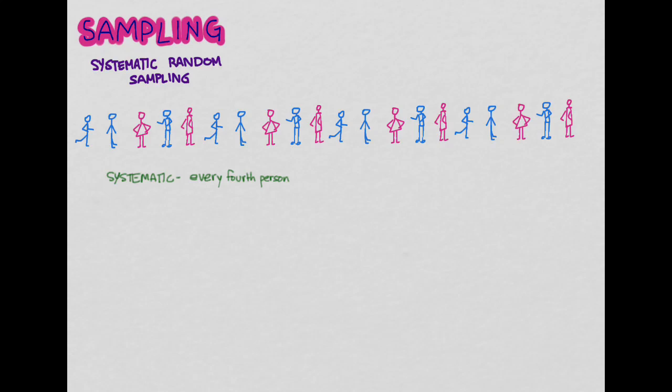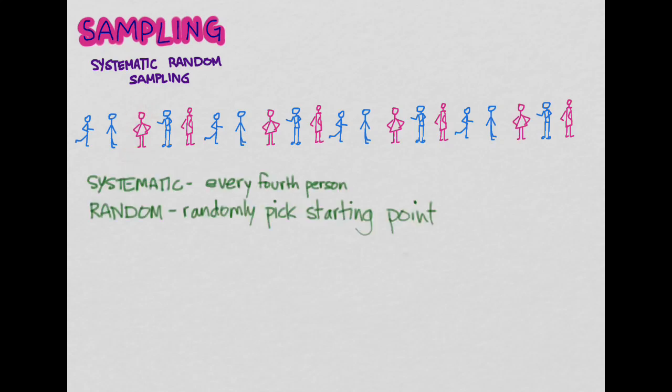So the random part comes in selecting the starting point. Since we're going every fourth person, let's pick a random number between 1 and 4. And our random number generator says 3. So we're going to start with the third person, and then we're going to pick every fourth person after that.